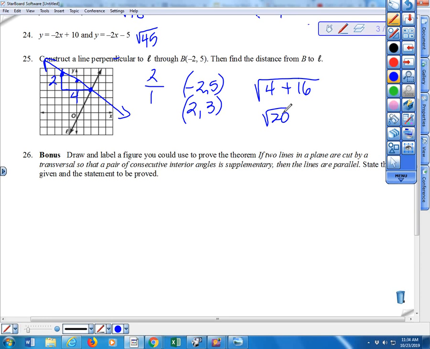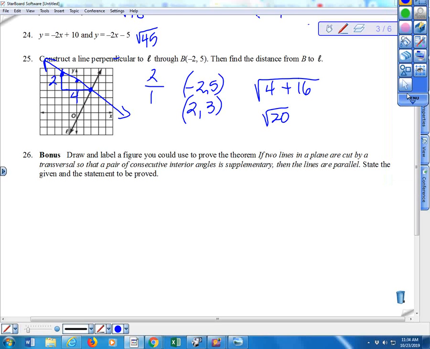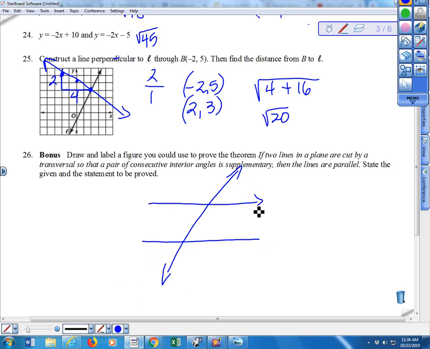Okay, bonus. Draw and label a figure you could use to prove the theorem: if 2 lines in a plane are cut by a transversal so that a pair of consecutive interior angles is supplementary, then the lines are parallel. What do you think there? If 2 lines are cut by a transversal, so let's do this. There's my 2 lines. There's my transversal.